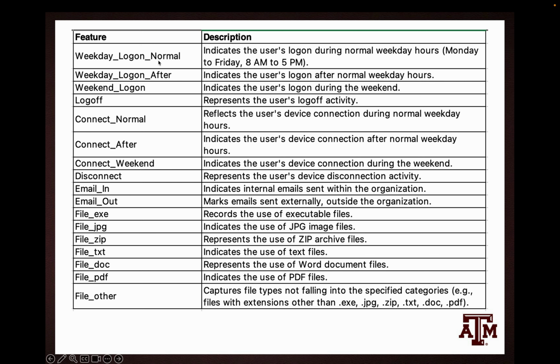Everything that ends with underscore normal are non-malicious. Here we are capturing details like if the user is logged in between 8 a.m. to 5 p.m. or a time afterwards, or if the user is logging in during the weekday or weekend. We're also capturing other details like if the email is sent within the organization or to outside the organization and the type of the files that are transmitted.